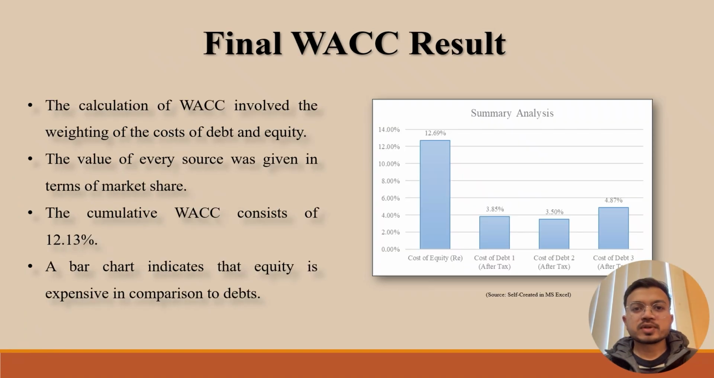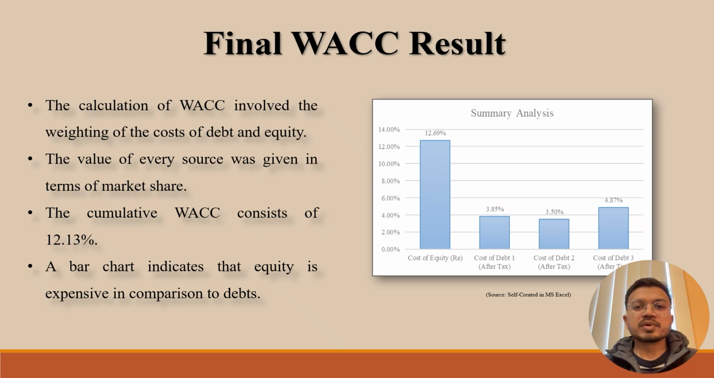Finally, let's put the pieces together. The Big Digger weighted average cost of capital (WACC) is calculated by combining the cost of debt and cost of equity, weighted according to their proportions in the company's capital structure. In this case, equity makes up a larger share of the total capital, and since equity is more expensive than debt, it influences the WACC more heavily. The resulting WACC is 12.13%.